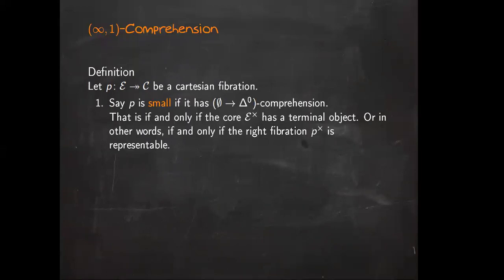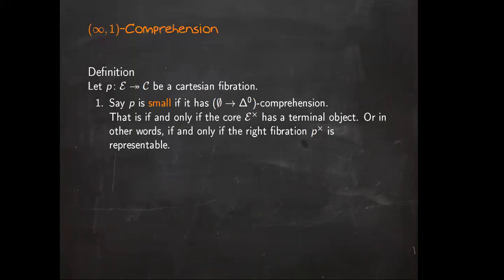Okay, then we can define basically the only two ones we will be bothered about in this talk. On the one hand, we consider the comprehension for the map from the empty set into the terminal object, and we say that P is small if it has the according comprehension scheme, right? So what does that mean? If we just unfold the definitions, it just means that the core of P has a terminal object, right? And because this thing is a right fibration, there is a lemma that says that the total space of a right fibration has a terminal object if and only if the right fibration itself is representable, right?